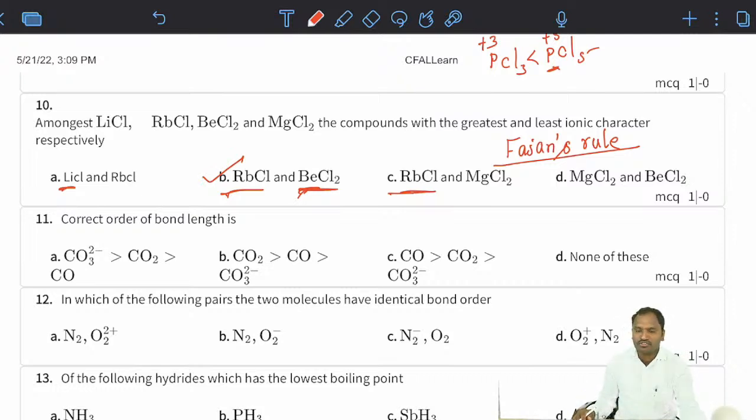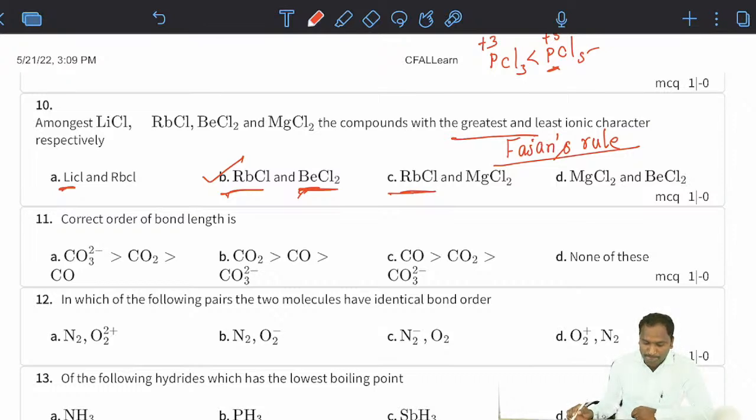Students, if you have any doubts you can ask, and in answer key also if any doubts you can ask. Greatest ionic character, here also respectively they asked: highest ionic character should be first, least ionic character should be next. So RbCl and BeCl2.